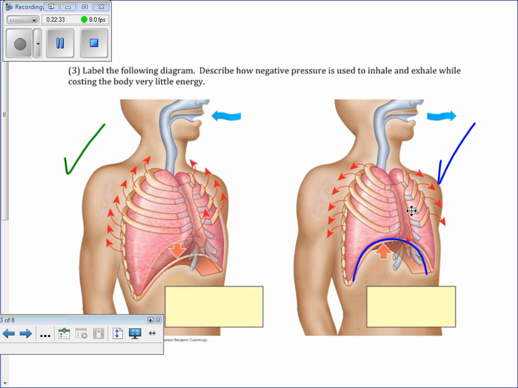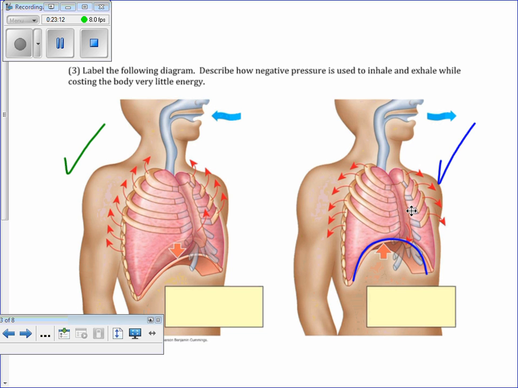And that costs me a little bit of energy to contract those muscles to do that. When I'm ready to exhale, all I have to do is let my muscles relax, which costs me nothing. When my muscles relax, my diaphragm pops up, my rib cage drops, and I just cause the volume of the chest cavity to decrease, which caused the pressure to increase greater than atmospheric pressure. Thus, air will go out. And that's all just basically taking advantage of creating a pressure gradient.